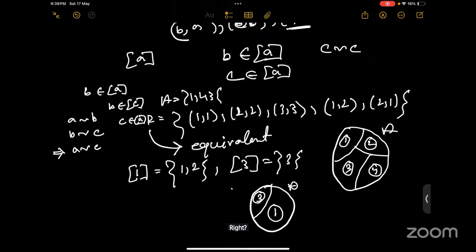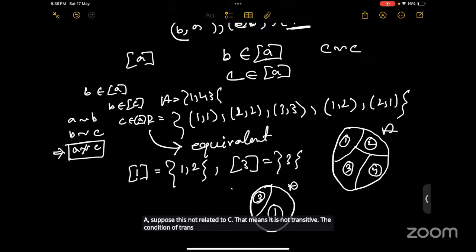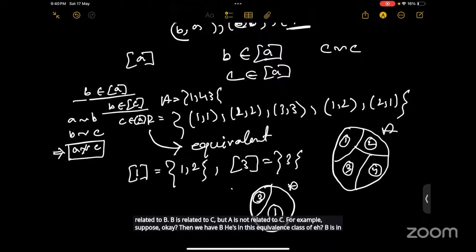Correct. But suppose this condition was not there. Then A, suppose, is not related to C. That means it is not transitive. That condition of transitivity is not there. That means we have A related to B, B related to C, but A is not related to C. Then B is in the equivalence class of A, B is in the equivalence class of C, but C is not in the equivalence class of A.